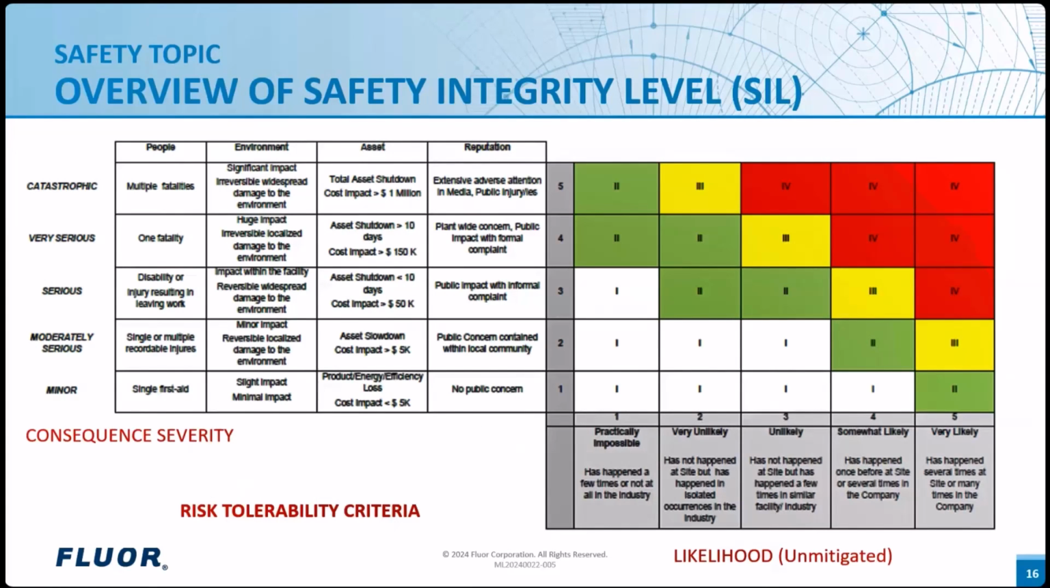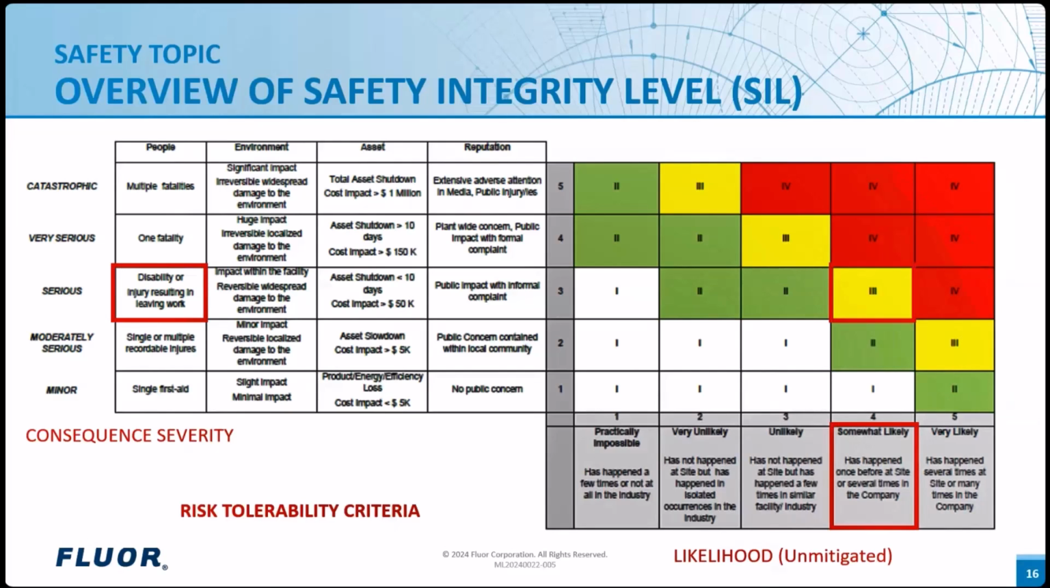This is an example of risk tolerability criteria. Again, this is specific to the client or operating company. The categories for severity and likelihood shall also be defined by the client. Based on the severity of the consequence and likelihood, the risk category is identified.